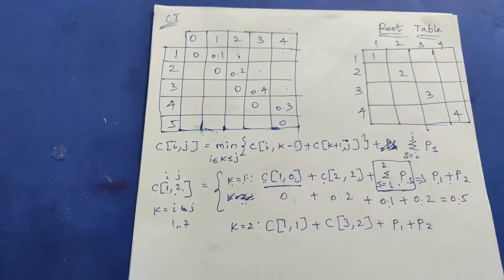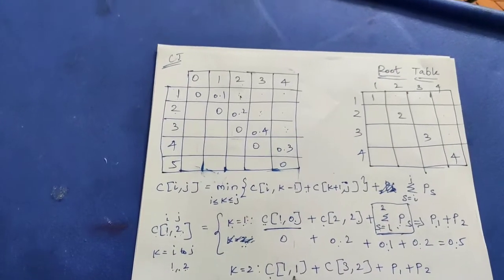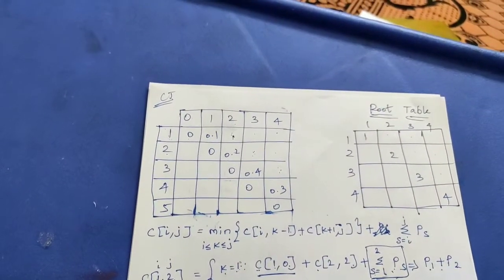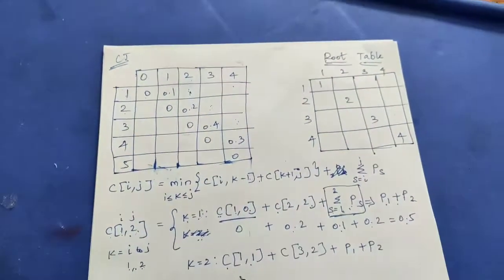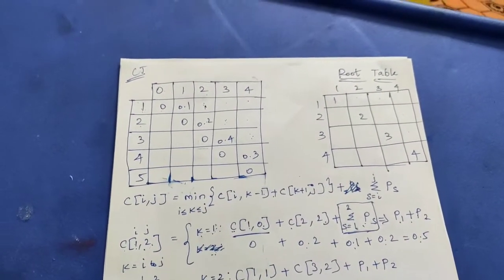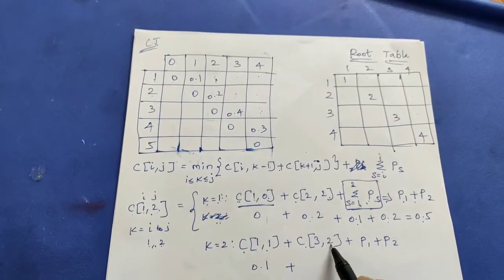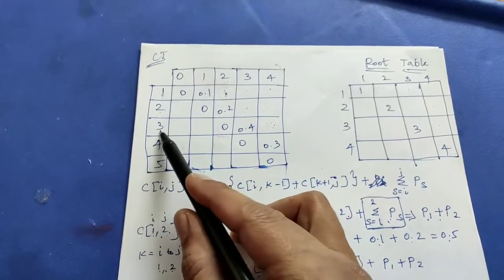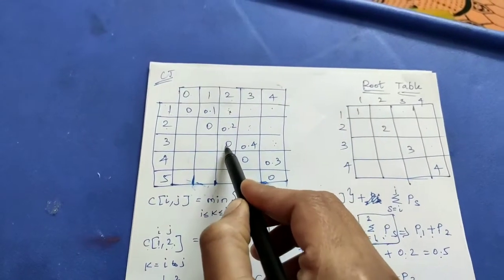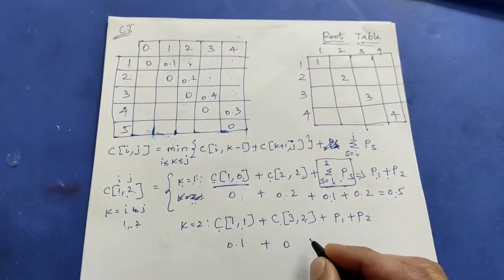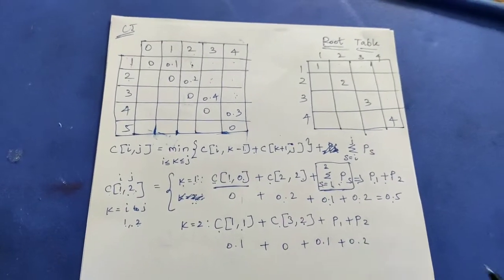So P1, P2. So let us take the value as, go to the cost table, find the value of 1, 1. In the cost table, 1, 1 value is 0.1. Just apply here. Plus cost of 3, 2. Cost of 3, 2 in the cost table is 0. So apply 0 here. Probability of the first item is 0.1. Probability of the second item is 0.2.